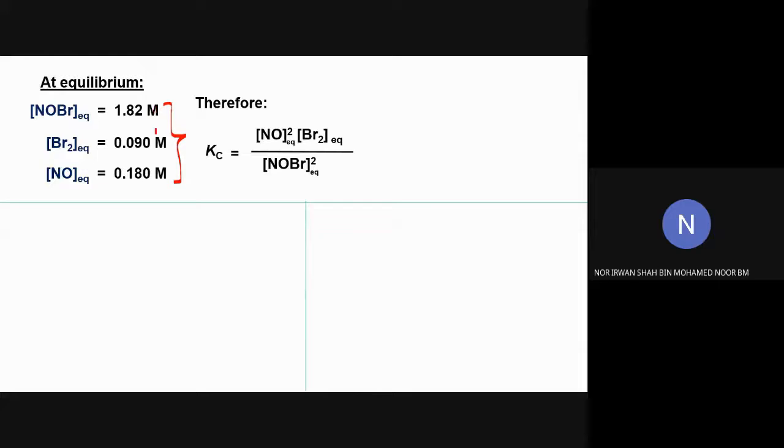And therefore, if we substitute these three values into this equation and calculate, we are going to get 8.8 times 10 to the power of negative 4. So this is the Kc value for this reaction. Okay, and then the next step is we need to determine Kp, class.